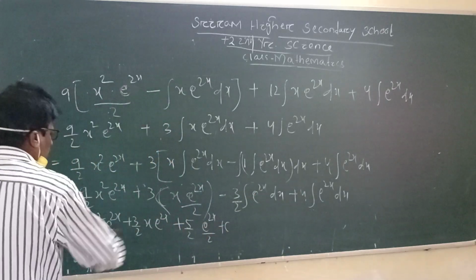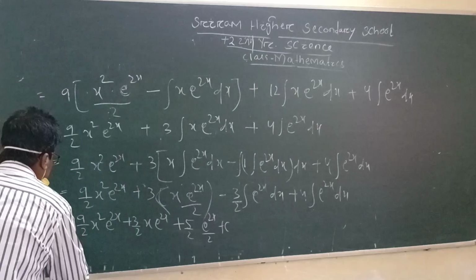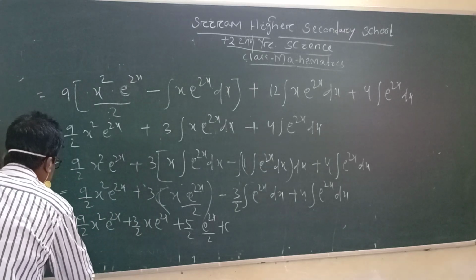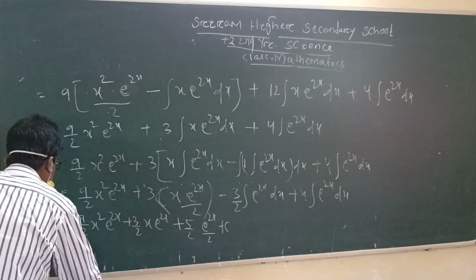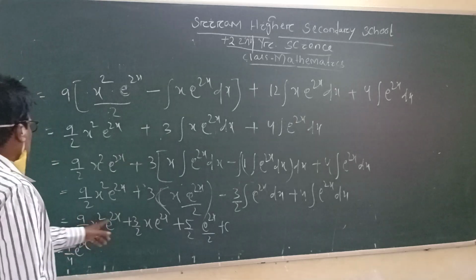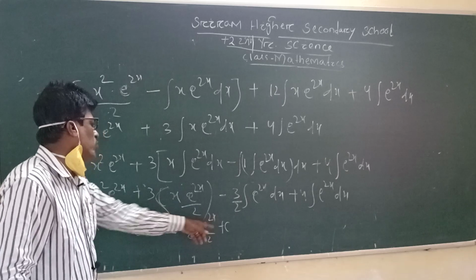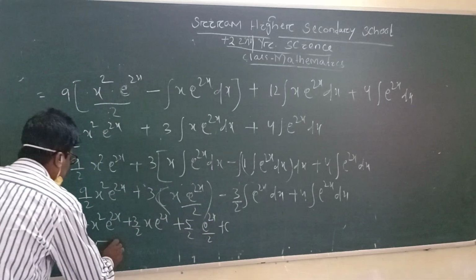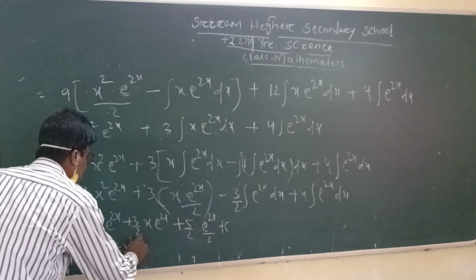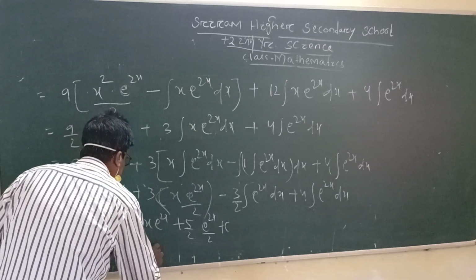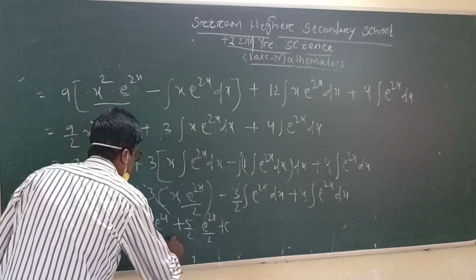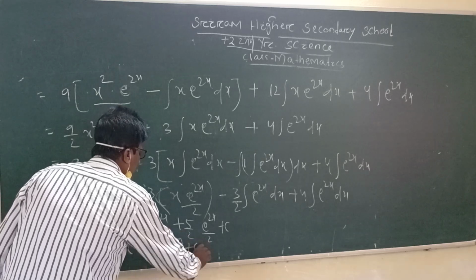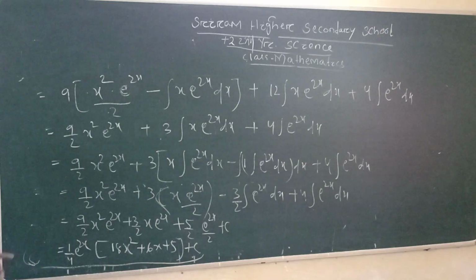So throughout the equation you are taking e to the 2x by 4, that is e to the 2x, that is e to the 2x and that is e to the 2x, taking 4 common, so it becomes 18x square plus 3 into 2, 6x plus 5 plus c. That's your answer. You look how to solve this question. That question is more complex than other questions.